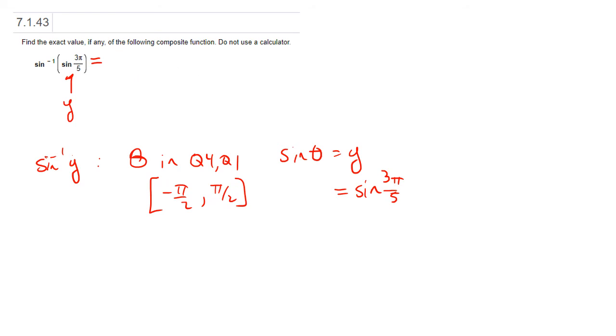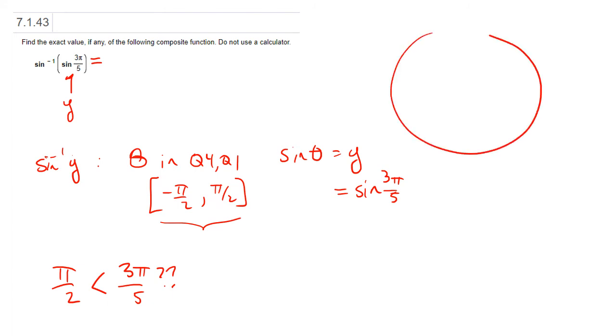But wait, we thought we could just leap forward and say 3 pi over 5. But 3 pi over 5 is not a legitimate solution here after all, because 3 pi over 5 is bigger than pi over 2. So it's not in quadrants 1 or 4. Okay, so I can't just undo these functions after all. We were a little too sloppy about it at the beginning of the problem, and it would have led us to the incorrect answer. So the sine of 3 pi over 5 needs to be the same as the sine of theta.